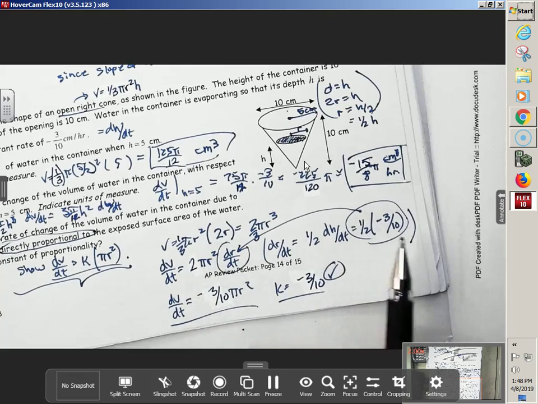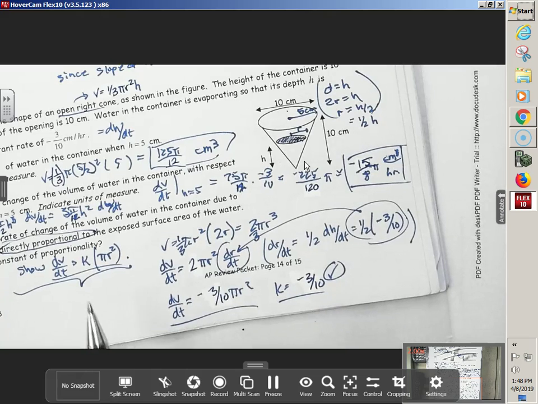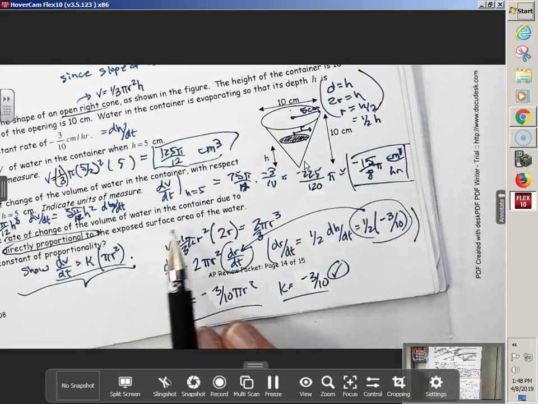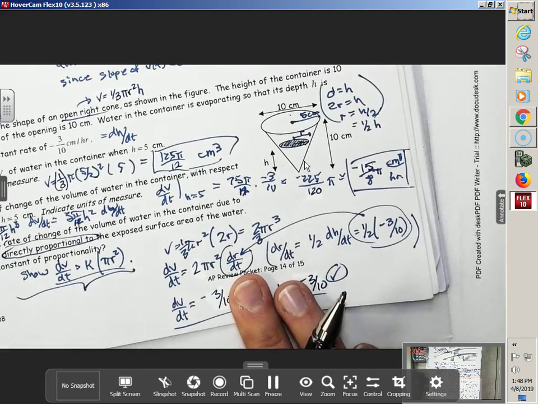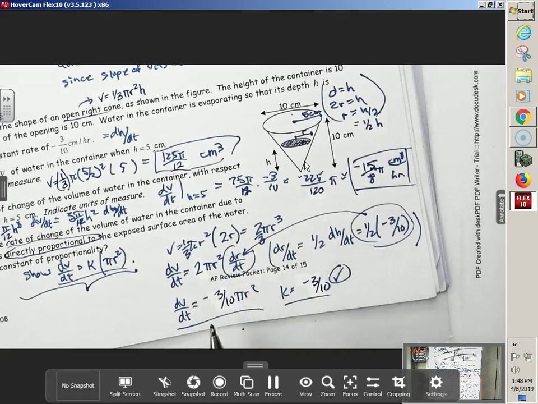My 2's canceled. Negative 3/10 pi is my, ooh. No, that's right, sorry. K is apart from the pi because pi r squared is the exposed surface area. I was almost going to say your coefficient is negative 3/10 pi, but no, the pi needed to stay with the r squared. So my extra constant is just negative 3/10. And that's just showing I can find the K that you tell me relates, so I'm good.